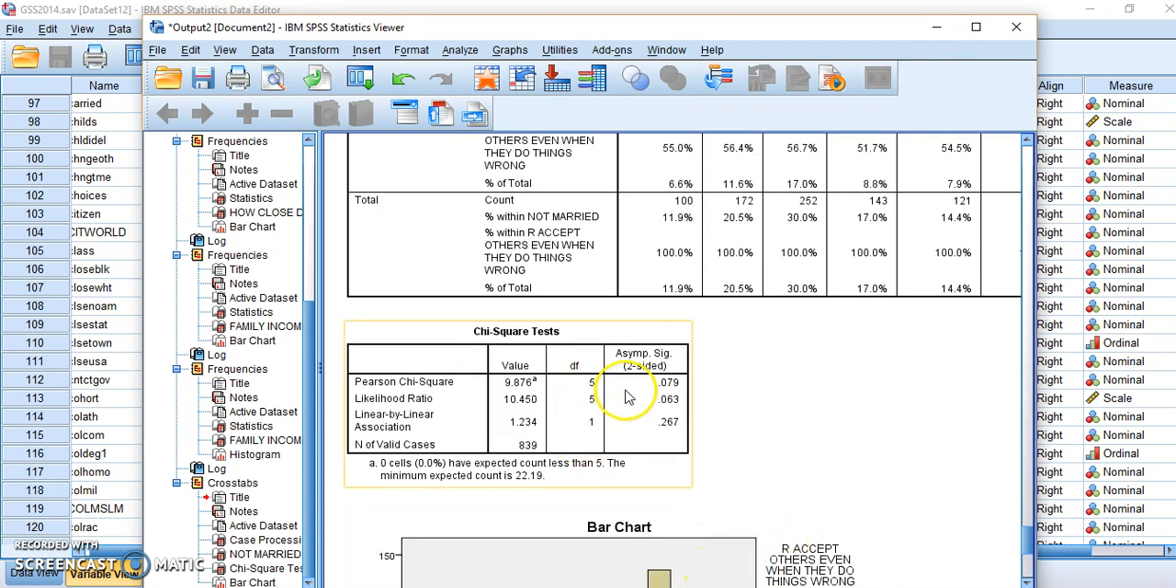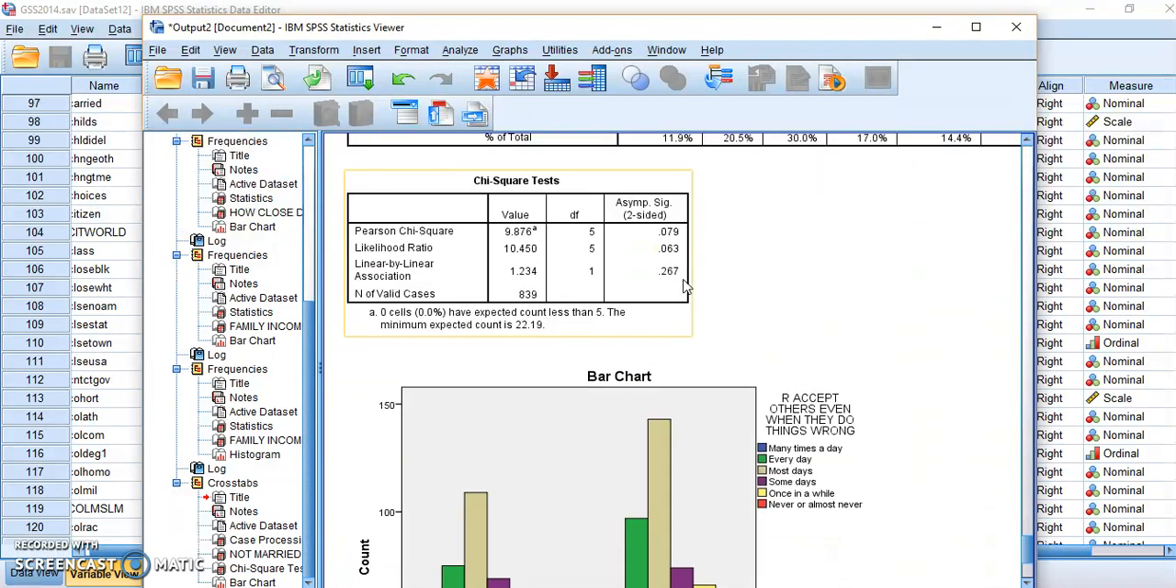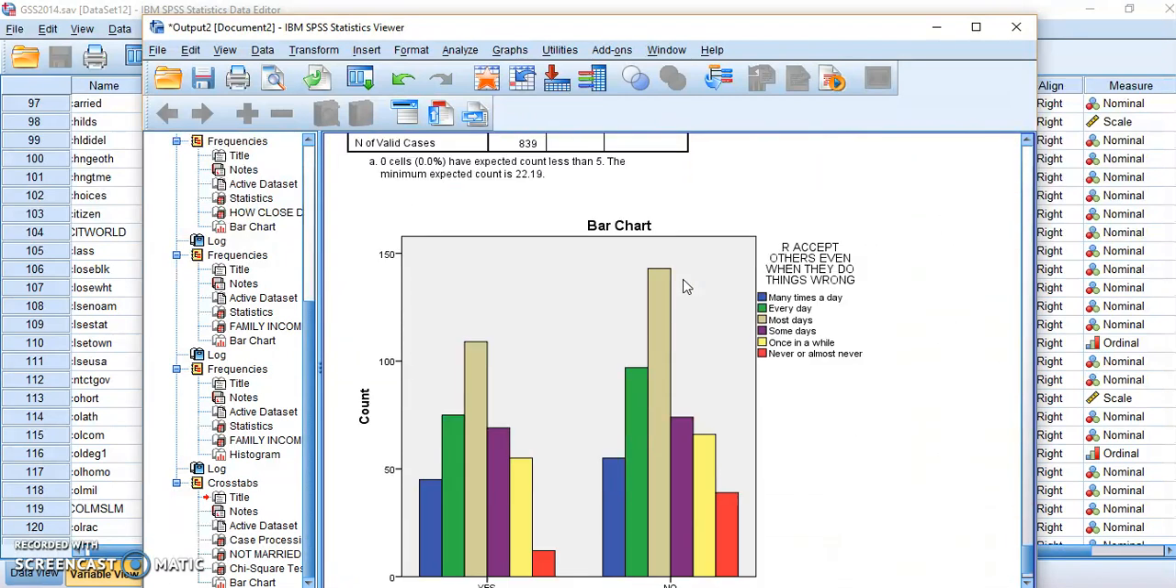Okay, and I just want to point your attention to the chi-square. This is where you find that test statistic. And a little further down in your lesson, you'll understand that if the p-value is 0.05 and under, you have support for your hypothesis. And you can see that we're not able to reject the null, that there's no association.